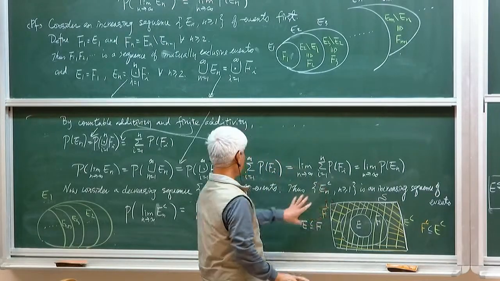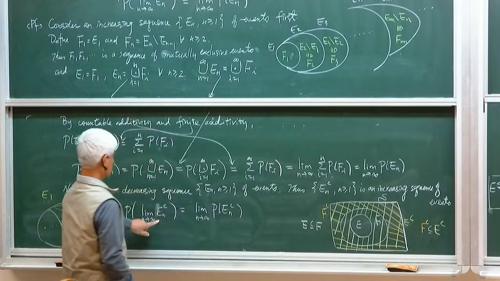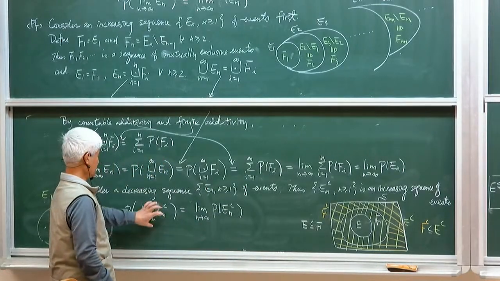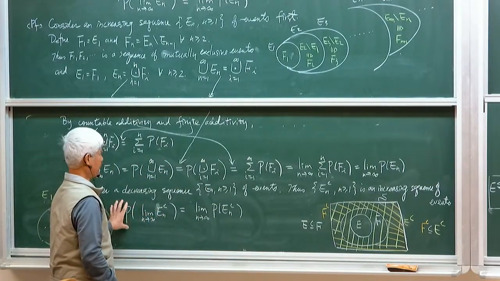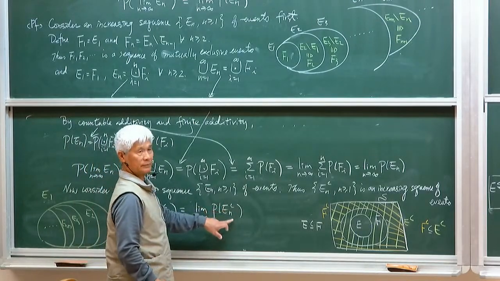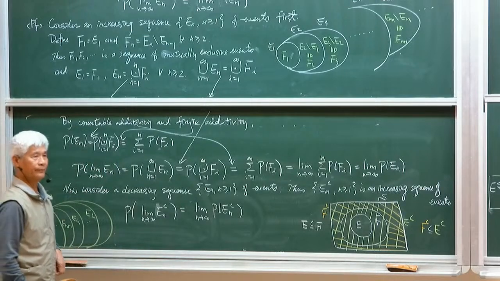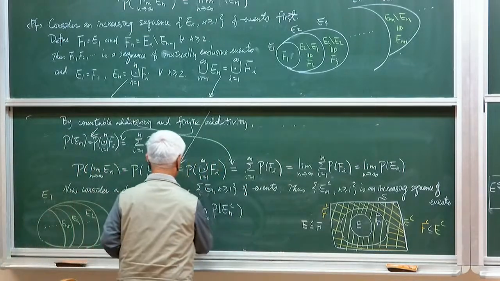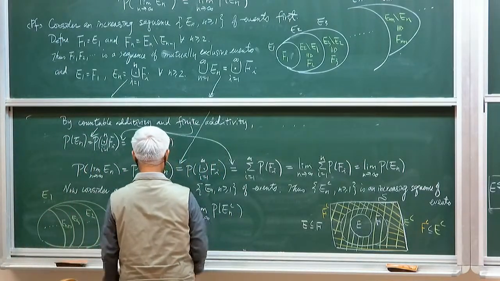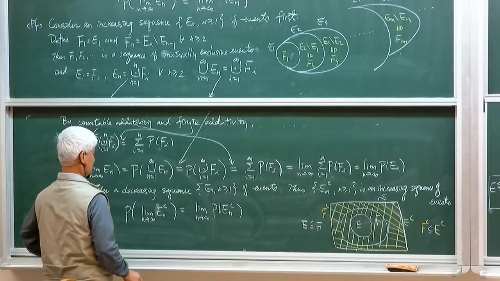Okay. And we have proved that for increasing sequences, the probability of the limit of the sequence is equal to the limit of the probability of each term. So now the proof is done. Not yet? Okay.